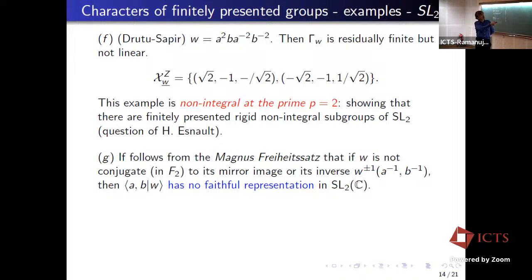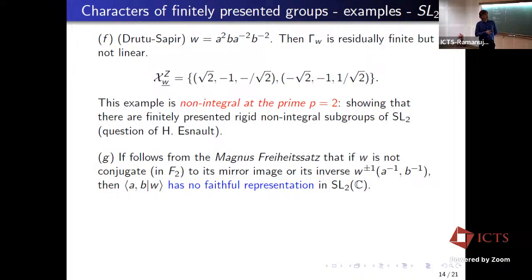will tell you exactly what's the character variety. In this case, it's just 2 points in SL2. It's the character variety, the Zariski-dense part. So they correspond to Zariski-dense subgroups of SL2C. And what's funny in this example is that it's not integral at the prime p equals 2, which was an interesting fact for Lubotzky because she wanted to have such rigid representations of finitely presented groups, because using a theorem of hers, you can deduce that such groups are not pi 1 of projective complex manifold.